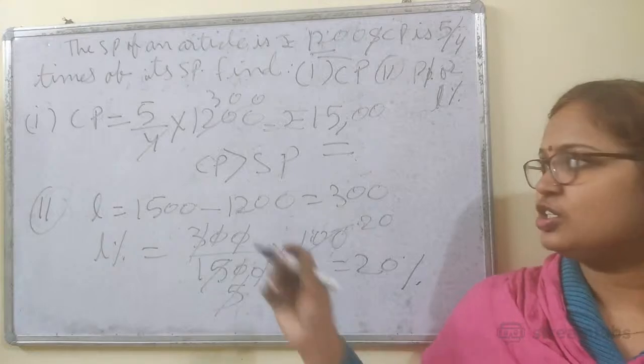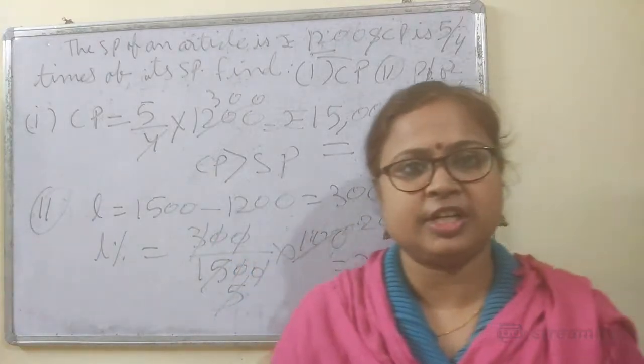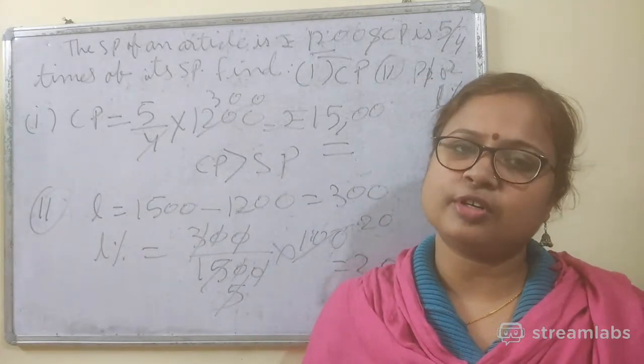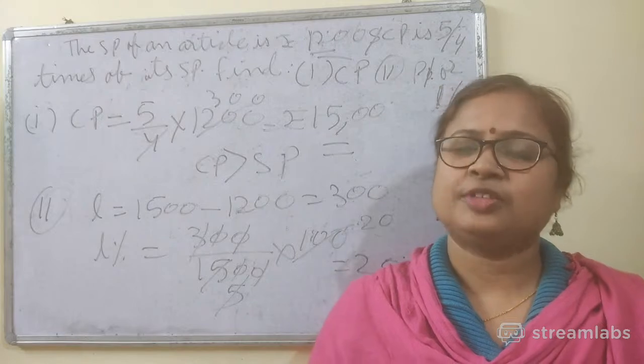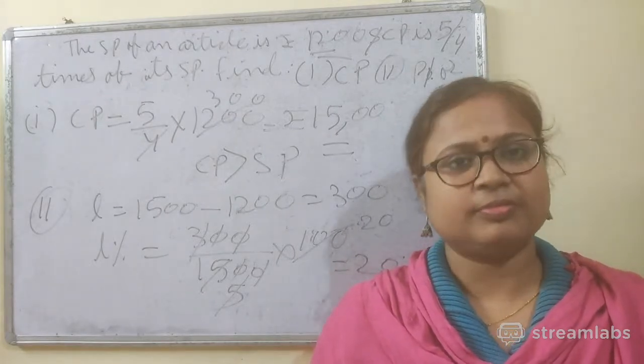So it is not difficult. It is very easy. Just find out whether CP is greater or SP is greater. If CP is greater, loss is there. If SP is greater, profit is there. Clear?